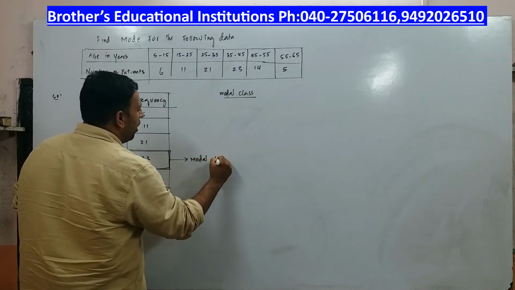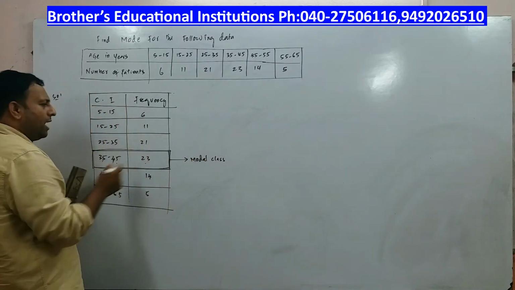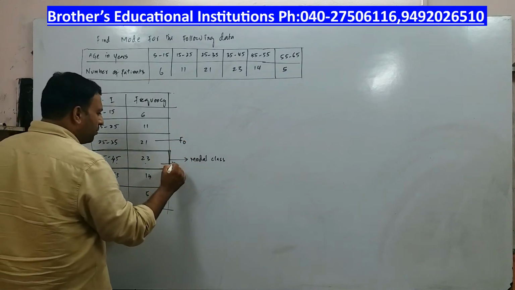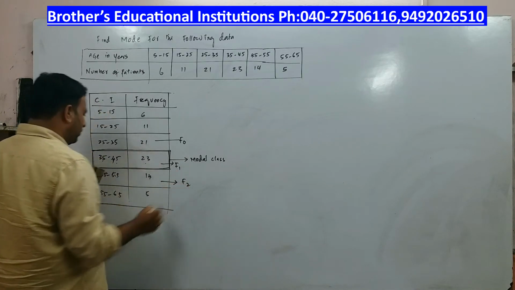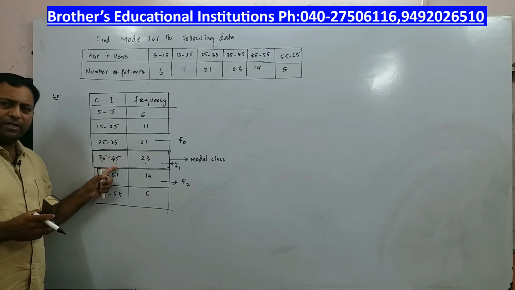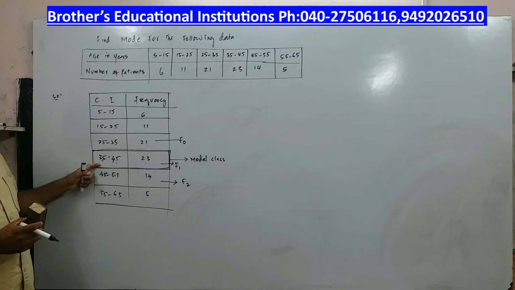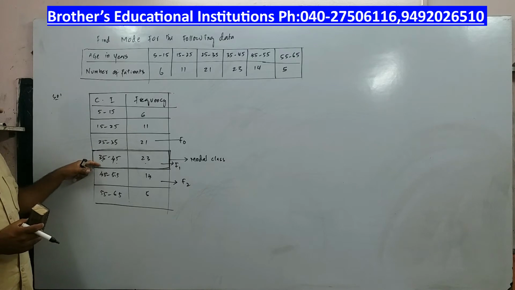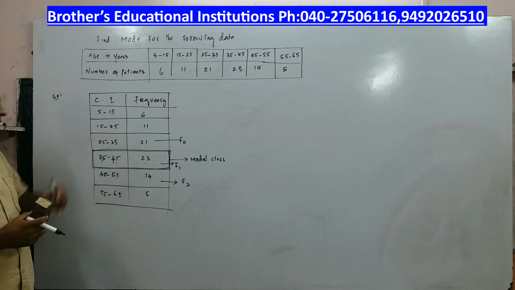Right? Once you plot the class as modal class, the frequency preceding the modal class is denoted by F0, the frequency of the modal class is denoted by F1, and the frequency succeeding the modal class is F2. And this 35 is called lower limit, this 45 is called upper limit. This 35 is the lower limit, also the lower boundary, because you can see the class intervals are continuous. If the class intervals were discrete, then that would not be 35, that would be something else which we will discuss in the next problem.